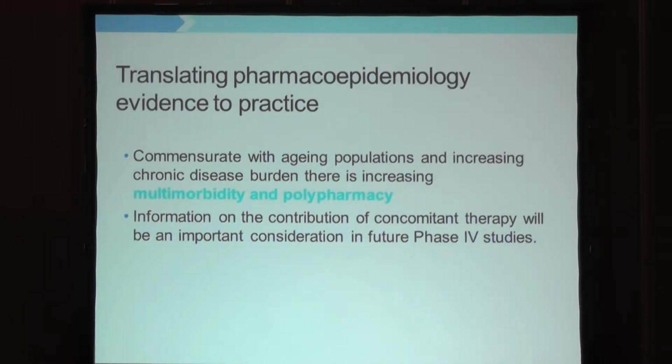And information on concomitant therapies is really an important consideration in our pharmacoepidemiological research, and it's going to be important as we think about what interventions to enhance outcomes from medicines and optimise medicines use.